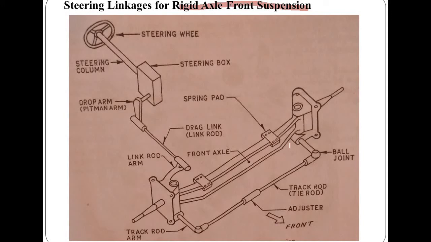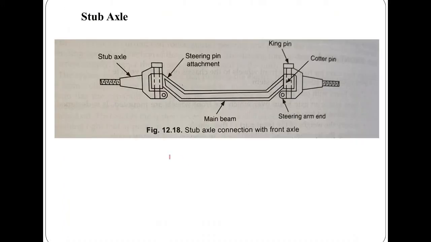However, on modern cars, even the kingpin has been replaced by ball joints at the ends of the stub axle. So in case of stub axle, the front wheels are mounted. So you just observe how this axle is represented. I will tell the names of various units of the stub axle.